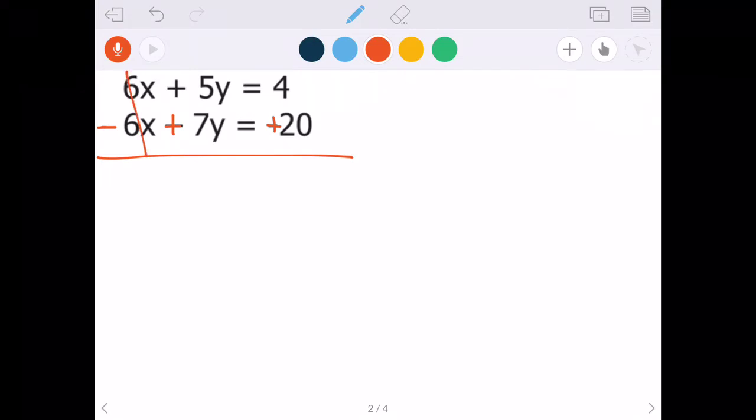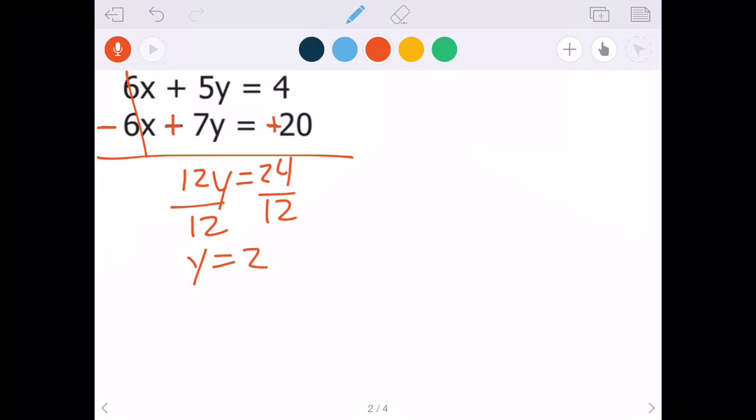So those are eliminated. And what's left is 12y equals 24. 4 plus 20 is 24. So I'm going to finish this problem for y. So y is going to equal 2.